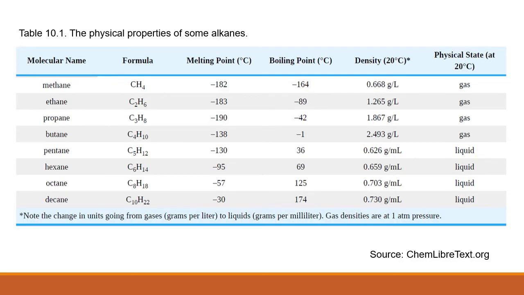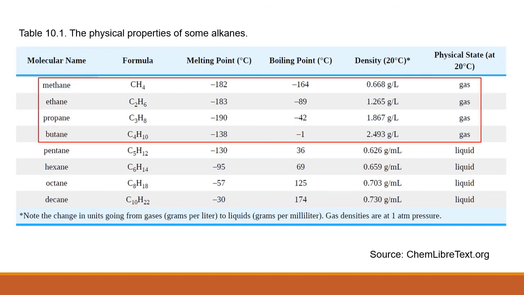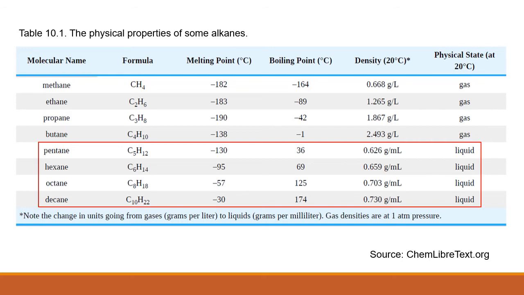This table shows the physical properties of the first 10 alkanes. Notice that the first 4 alkanes exist in the gaseous state. They also have very low boiling points, which make them ideal sources of energy. The next group of alkanes are in liquid form and make them ideal solvents.